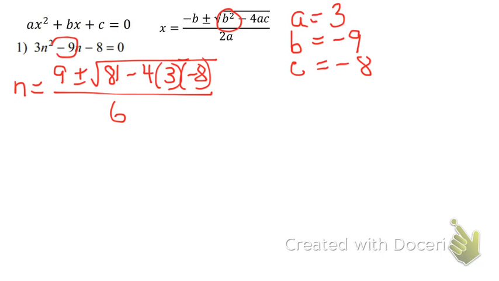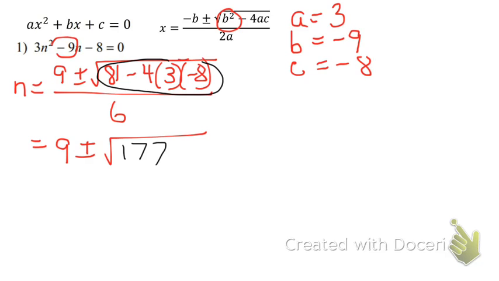Okay, now everything underneath the radical goes into your calculator. So I'm going to bring down the 9 plus or minus the square root of, and all of that stuff that's under the radical you can put into your calculator at one time. 81 minus 4 times 3 times negative 8. And I get 177, and then all over 6. And that's it, because the square root of 177 can't be broken down. So you're done with that one.